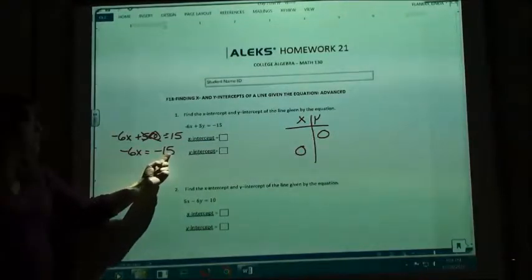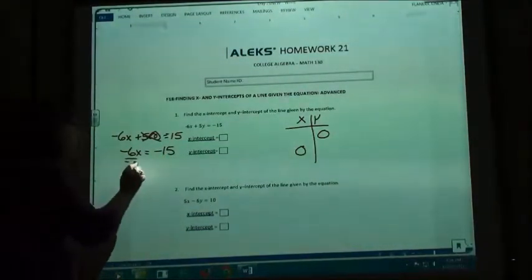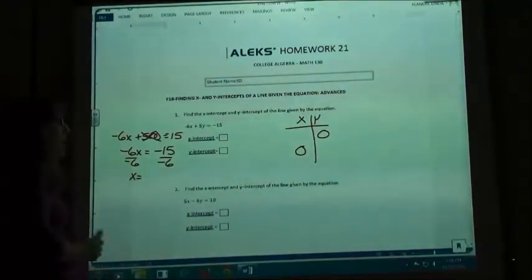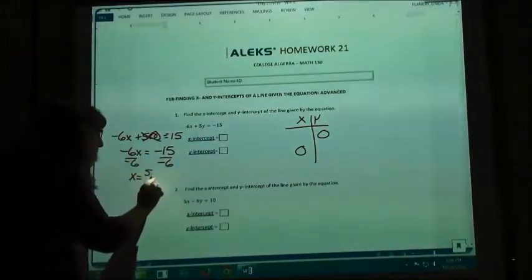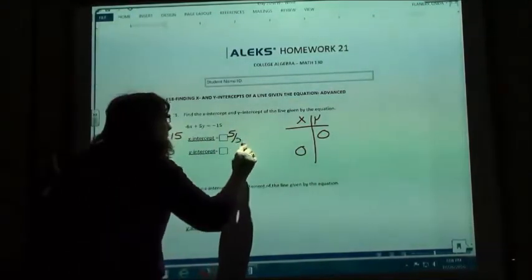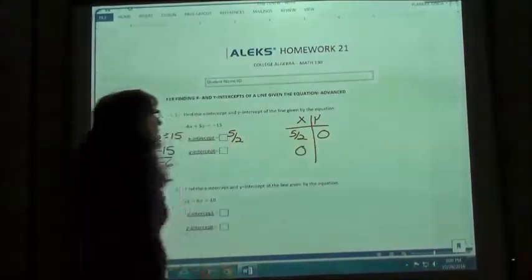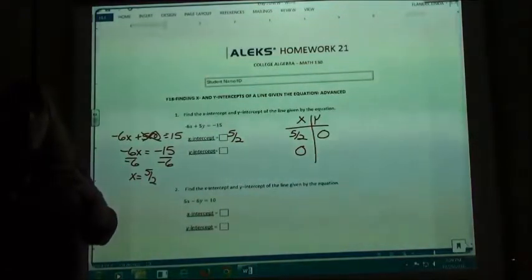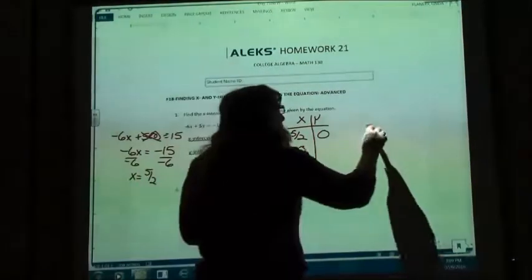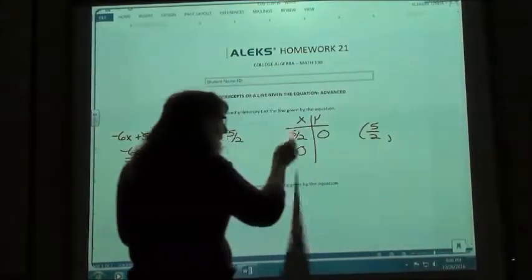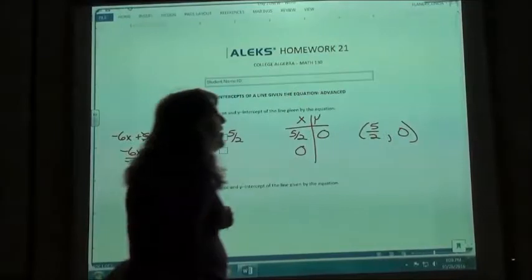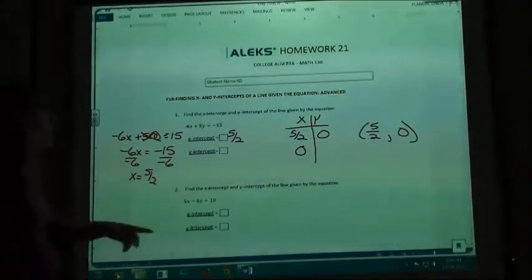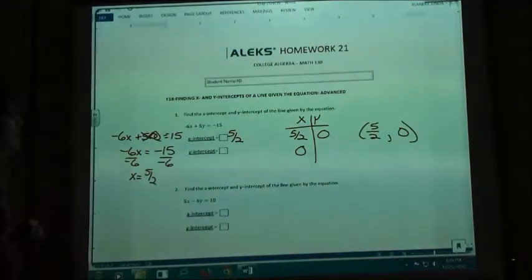So here, all I'm going to end up doing is dividing by my negative 6 and simplifying. I have a negative over a negative, which is going to be positive. Both of those are divisible by 3, so 5 over 2. Now, right now, you're just going to put in 5 over 2 for your x-intercept. When you graph it, you're going to have to enter it in as an ordered pair. So for your x-intercept, the x value is 5/2. The y value happens to be 0. So as an ordered pair, my x-intercept would be (5/2, 0). On this part, you're just going to do the 5/2.